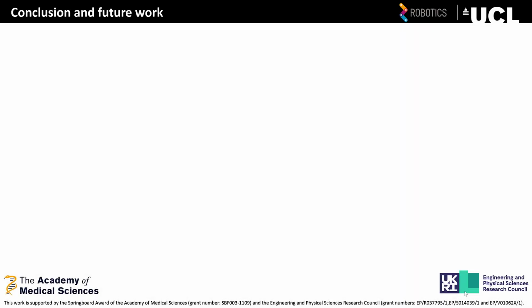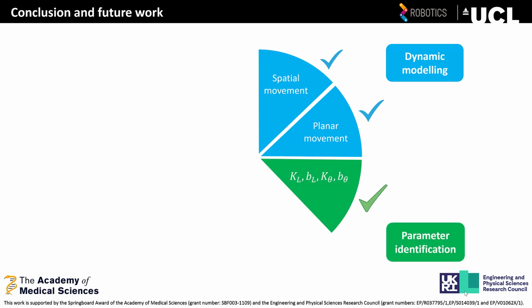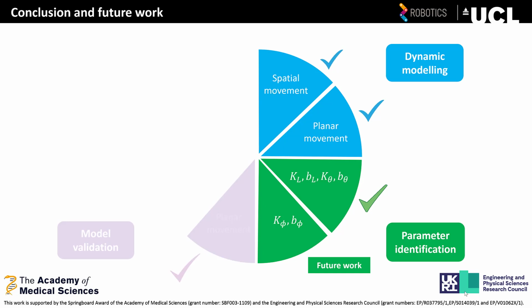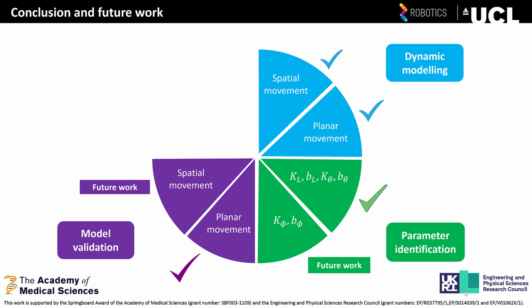In conclusion, in this paper, we have obtained dynamic models for the spatial and planar movement of soft fluidic elastomers. Then, we identified parameters related to the viscoelastic behavior of the robot during elongation and planar bending motion experimentally, and incorporated the identified parameters into our model. Next, we validated the modified dynamic model in experiments, comparing the time responses of the physical robot with the corresponding outputs of the simulation model.